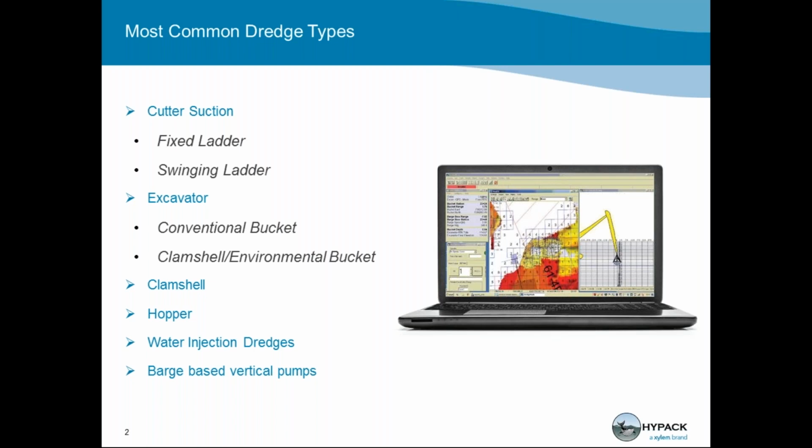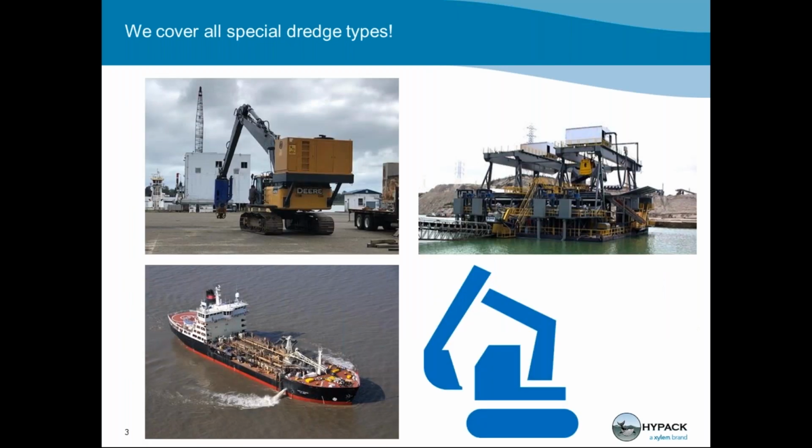Most common dredge types that we see are cutter suction dredges, and they can include fixed ladder dredges, swinging ladder dredges. We also can interface into excavators with conventional bucket configurations, clamshell dredging, which is bucket dredges, hopper dredges, water injection dredges, and any type of barge-based vertical pumps. We cover all types of special dredges.